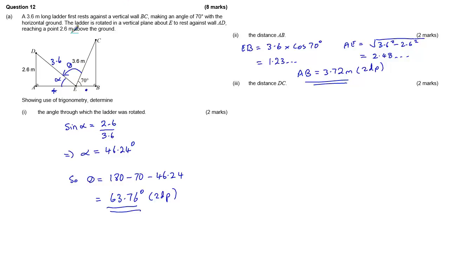We now want the distance DC. So that's this distance just here. Now there's lots of ways we could do this, but since we know this is 3.6, this is 3.6, and we know this angle down here, we could use the cosine rule. So DC squared will be 3.6 squared plus 3.6 squared, take away 2 times 3.6 times 3.6 times the cosine of whatever it was, 63.76, and so on.